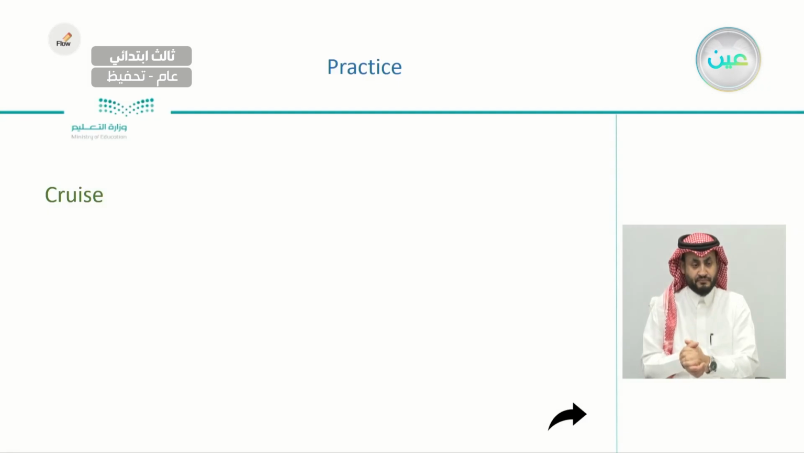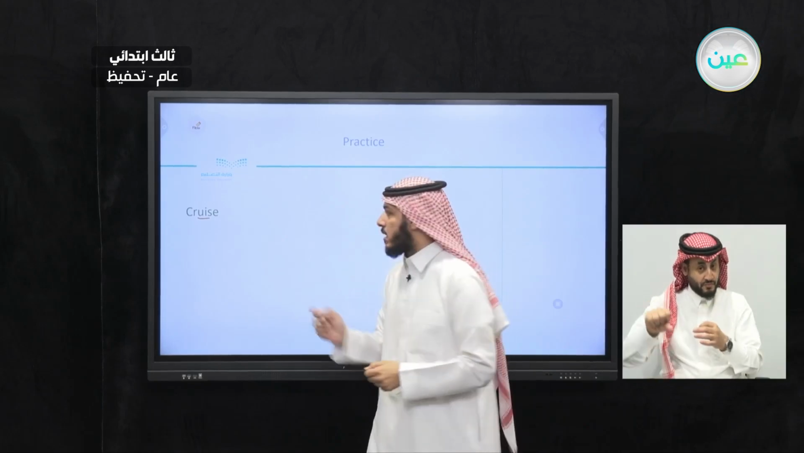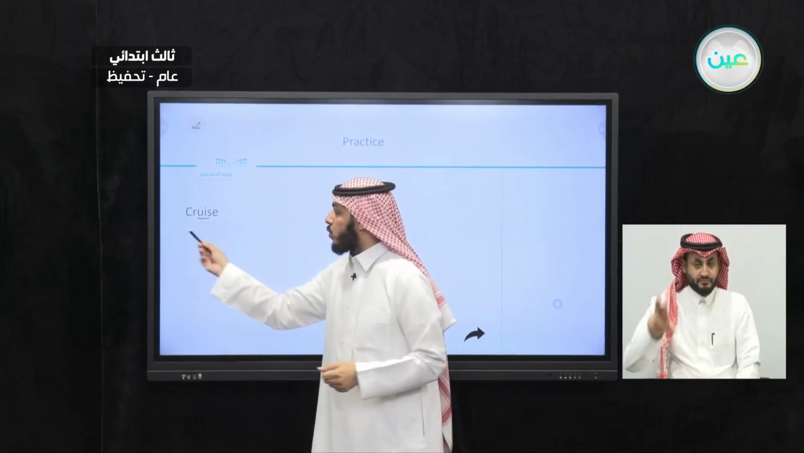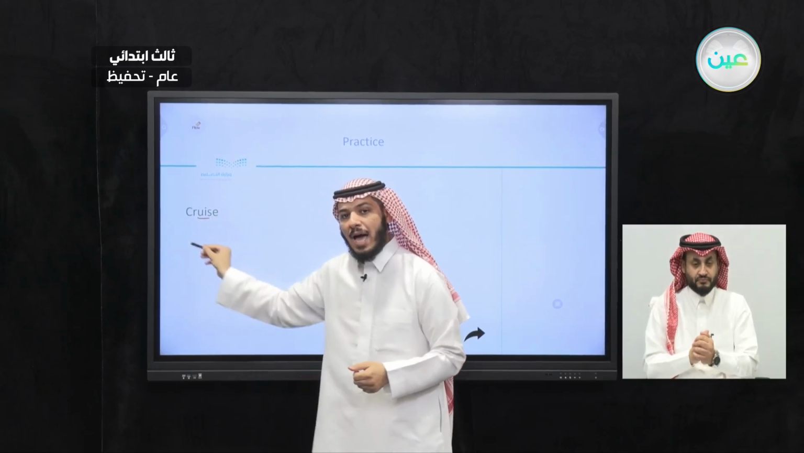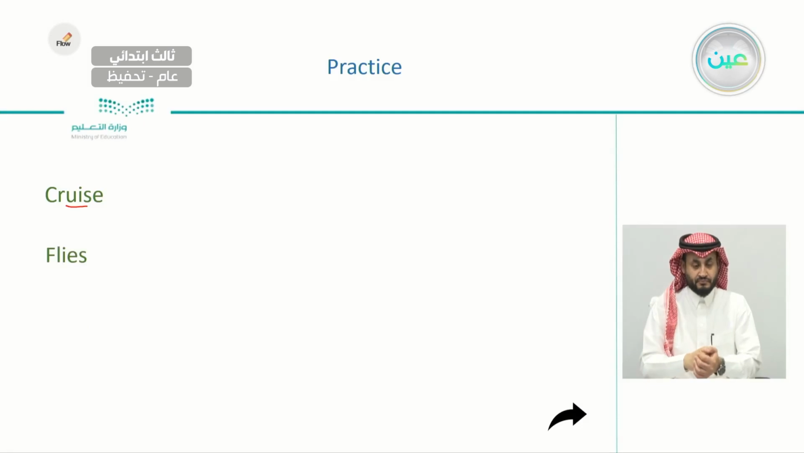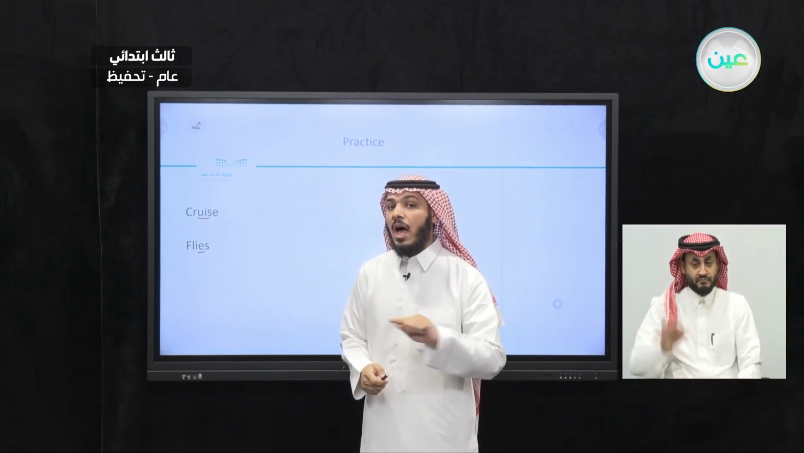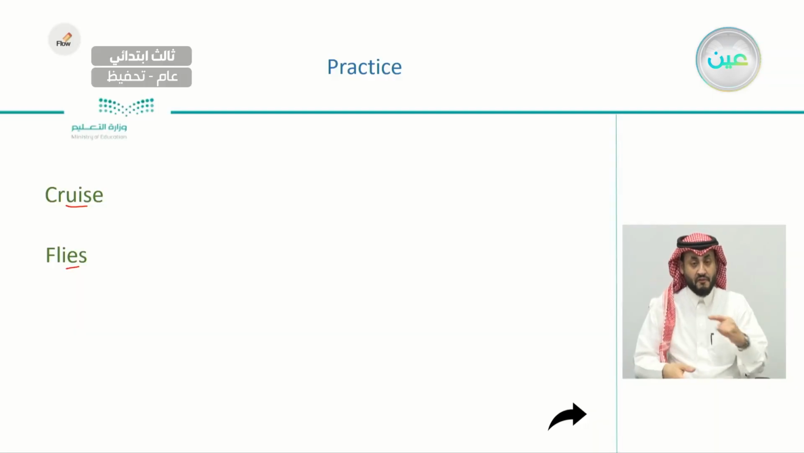Now let's practice with some words. Okay, now we have this word. Can you read it? Yes, we have U and I. How can you read this? Yes, it is cruise. Perfect. Cruise. Why? Because we have U and I. That's right. So cruise. Cruise. Perfect. Okay. Can you read this? Yes. We have I and E. Can you read it? It is flies. Perfect. Flies. Why? Because we have I and E here.